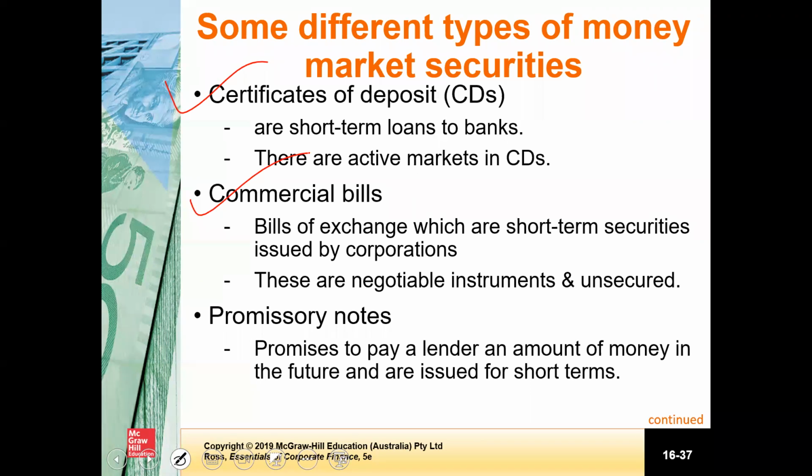Commercial bills are bills of exchange, and the short-term securities issued by corporations. These are negotiable instruments, which means that once issued, these bills can be bought and sold. Typically, commercial bills are unsecured. Maturities range from 90 to 180 days. There are two types of bills, bank bills and non-bank bills. A bank bill is one which is accepted or endorsed by a bank, that means a bank guarantees the payment. There is an active secondary market in bank bills due to their creditworthiness, as the bank guarantees payment.